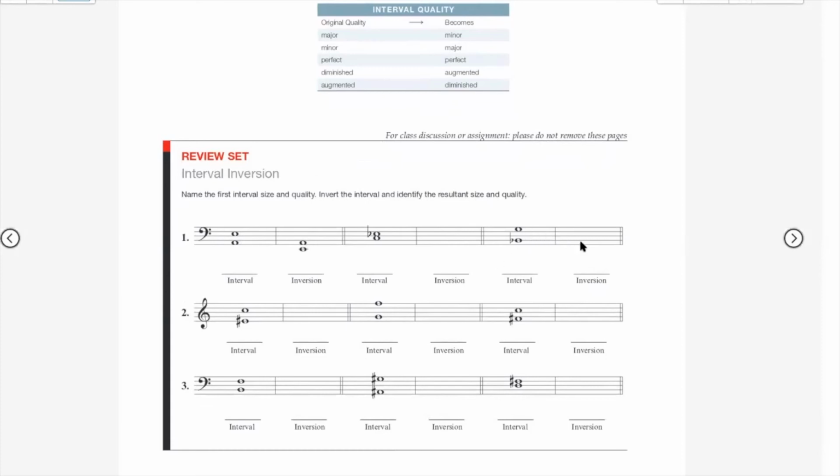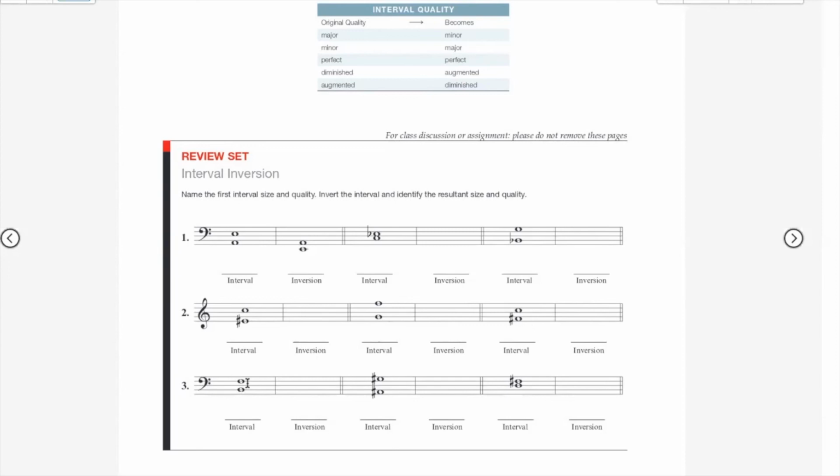When you write G to B flat, it's a minor third. E sharp to C is a diminished sixth. C to E sharp is an augmented third. G to F is a minor seventh. F to G, a major second. F sharp to C is a diminished fifth. C to F sharp is an augmented fourth.